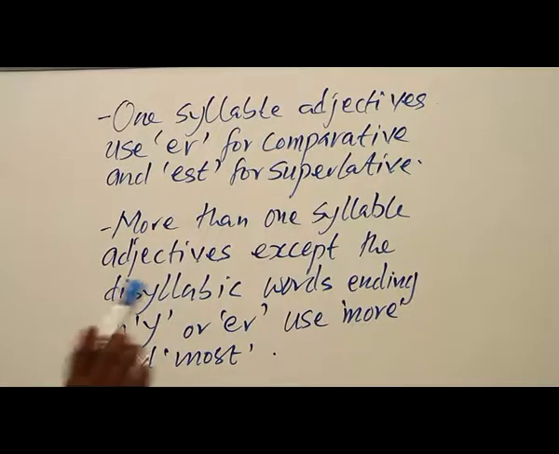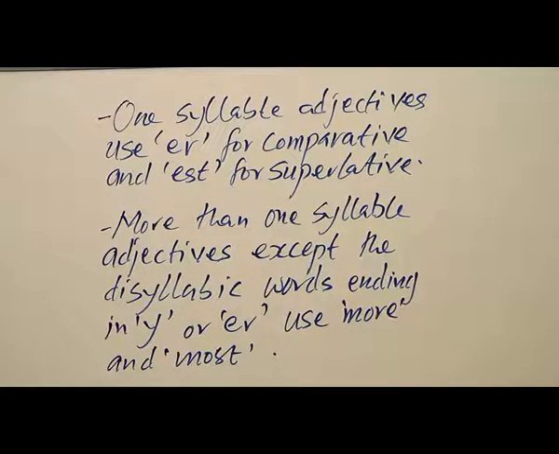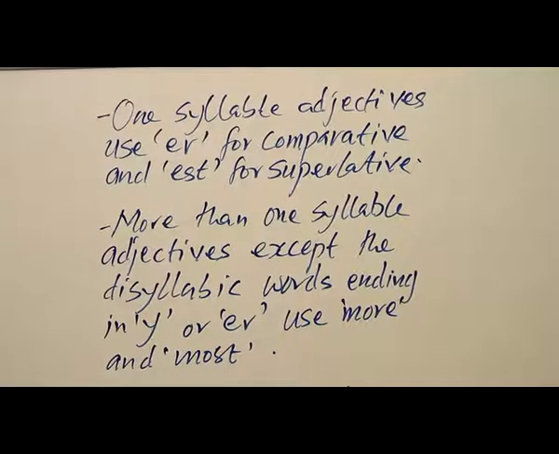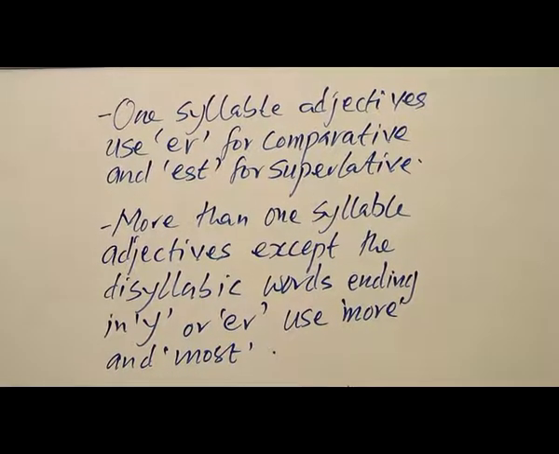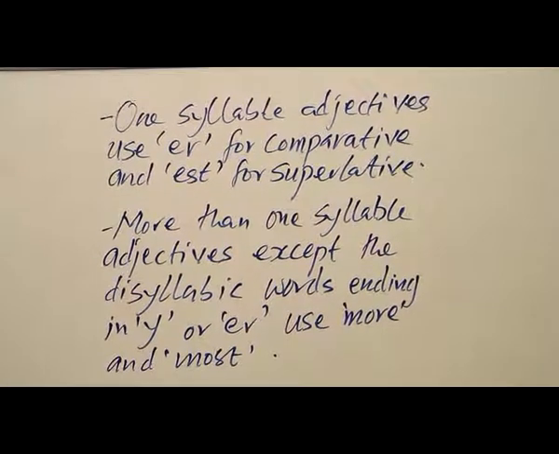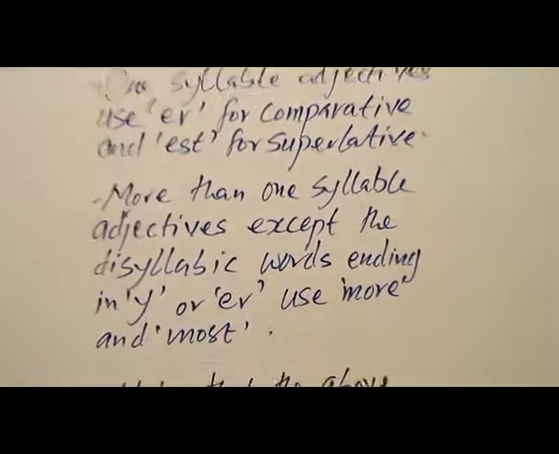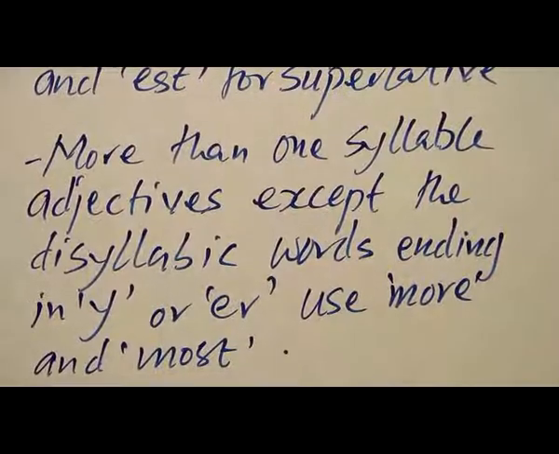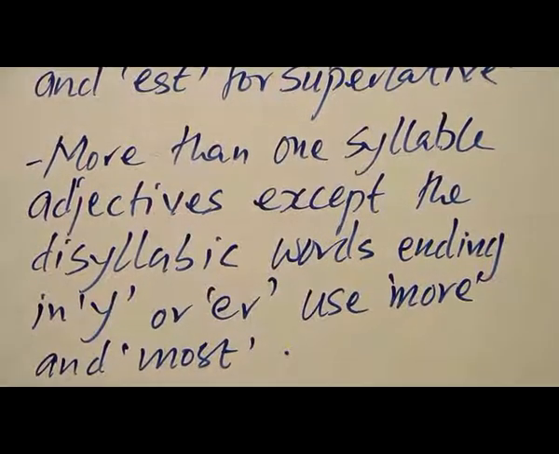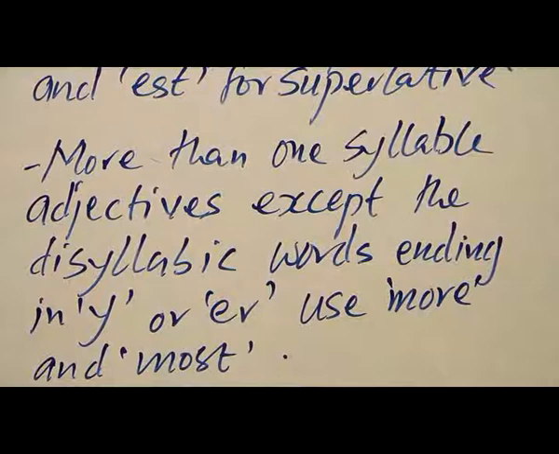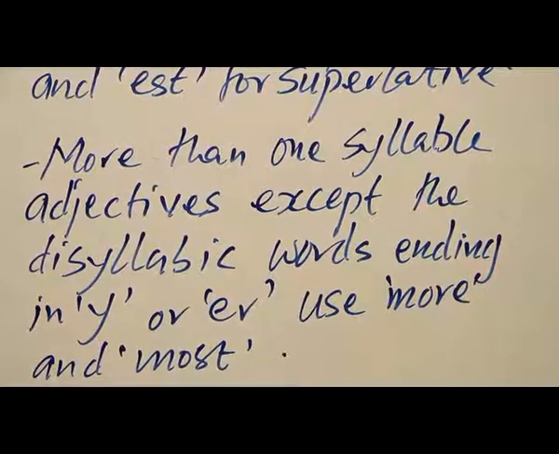Now, if the adjective has more than one syllable, except the ones that have two syllables and end in Y or ER, we use more and most. Let's take the word studious, for example. You won't say studiouser for comparative. What you will say is more studious. And then for the superlative, more than one thing, you will talk about most studious.